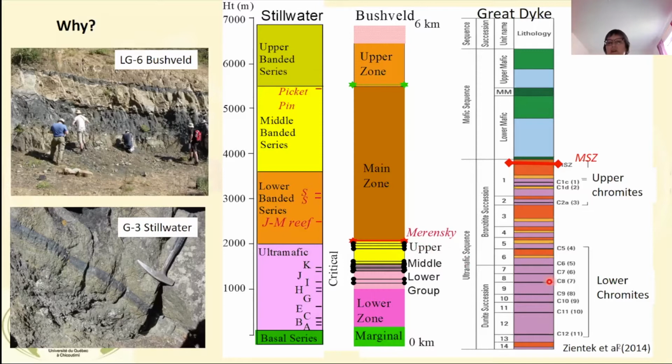And then in the case of the Great Dyke, we have 12 massive layers. And in the lower chromites, they are hosted mainly by peridotites with a bit of pyroxenite, but mainly peridotites. And then the upper section just below the main sulfide reef, we have hosting by pyroxenites.